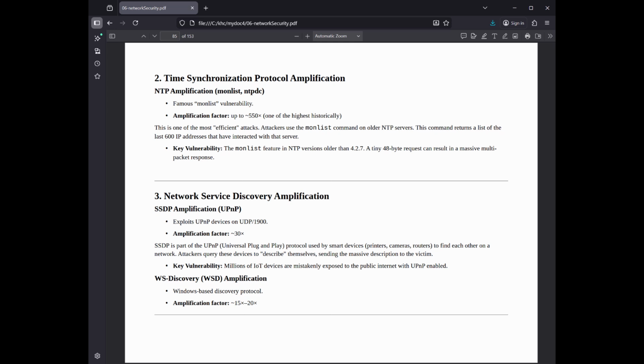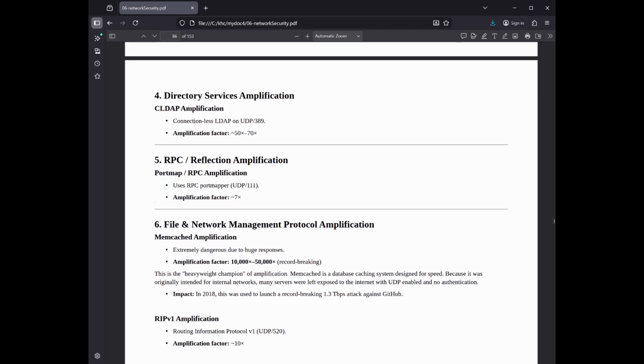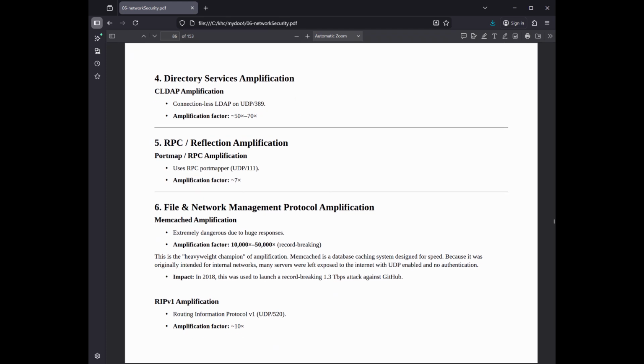WS-Discovery, WSD, amplification. A Windows-based discovery protocol. Amplification factor: 15 times, 20 times. 4. Directory services amplification. CLDAP amplification, connectionless LDAP on UDP/389. Amplification factor: 50 times, 70 times. 5. RPC/reflection amplification. Portmap/RPC amplification uses the RPC port mapper, UDP/111. Amplification factor: 7 times.